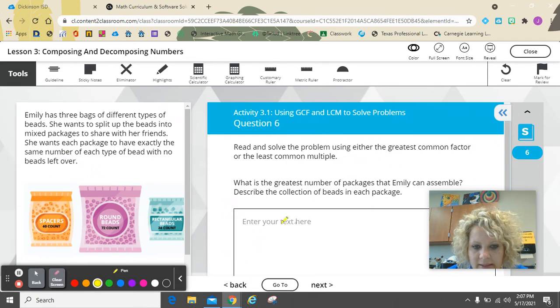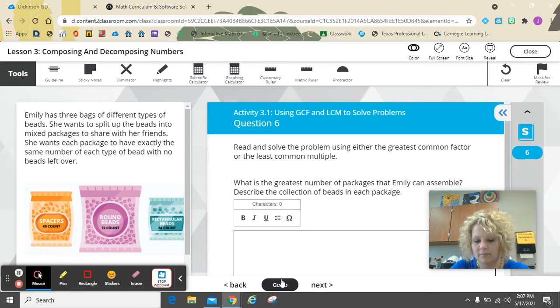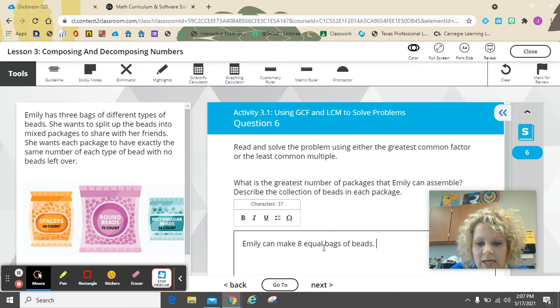So I'm going to clear my screen so that I can type here. And I'm going to say that Emily can make 8 equal bags of beads. And so now we can figure out how much each has. So if I have 40 and I make 8 equal bags, I could do 40 divided by 8, which would mean that the bags would have 5 spacers.